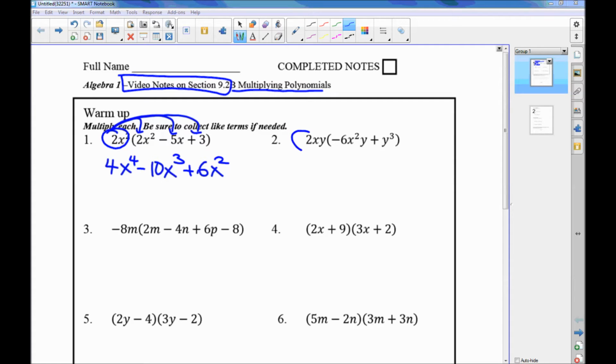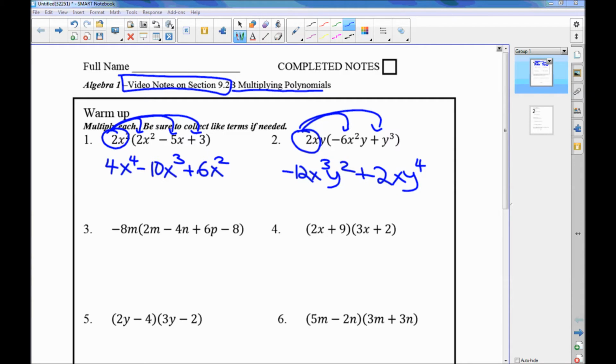Okay. Number 2, 2xy. It's got to multiply to that term and to that term. So we have a monomial on the outside and a binomial on the inside. So 2 times negative 6 will make negative 12 for the coefficients. 1 plus 2 will make a 3 for the exponent on the x, and 1 plus 1 will make a 2 for the exponent on the y. Then we'll do 2xy times y cubed. So 2 times 1 will make 2 for the coefficients in front. There's only one x altogether, so x, and then 1 plus 3 will make a 4th power on the y.